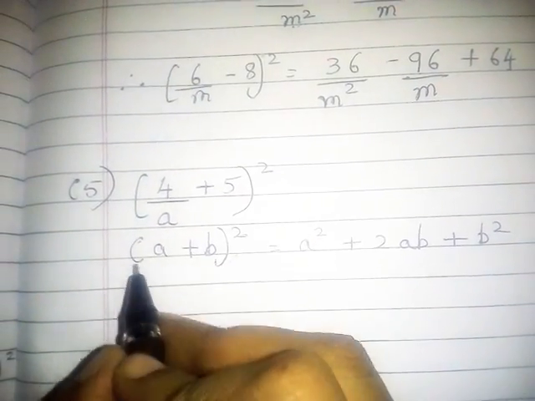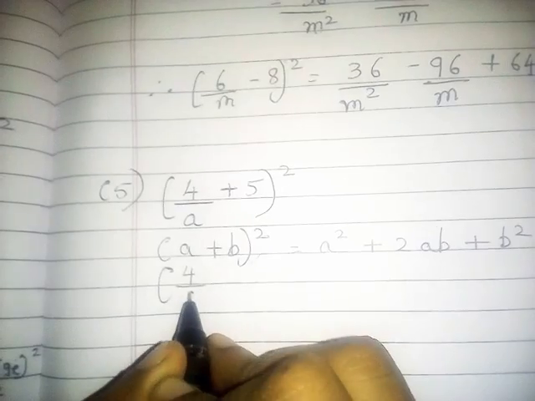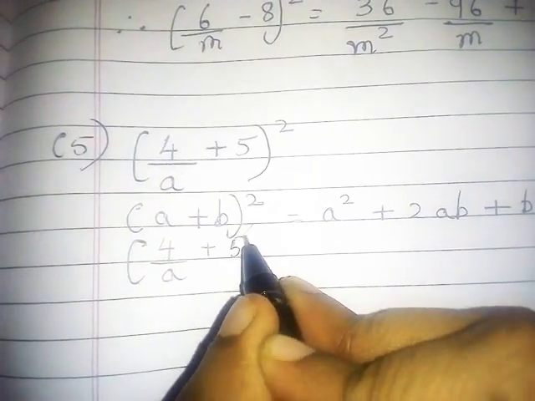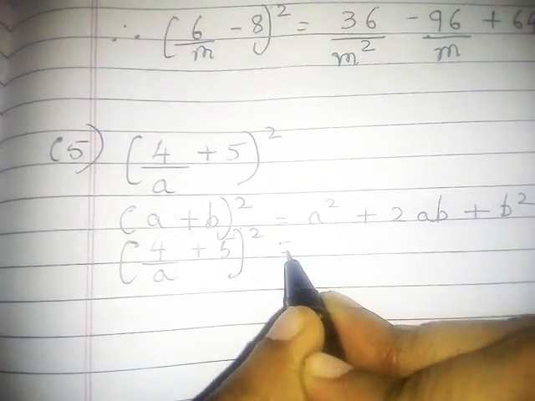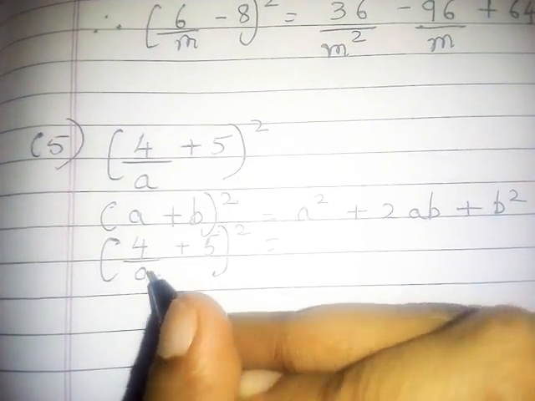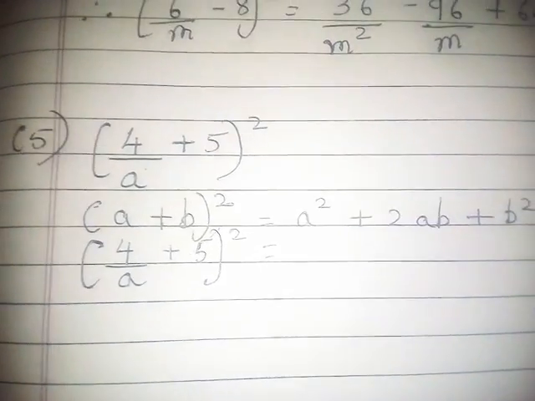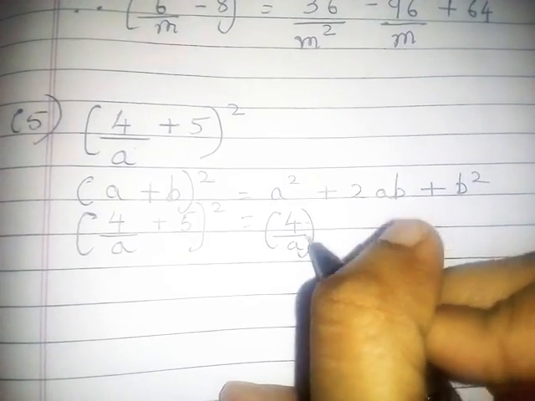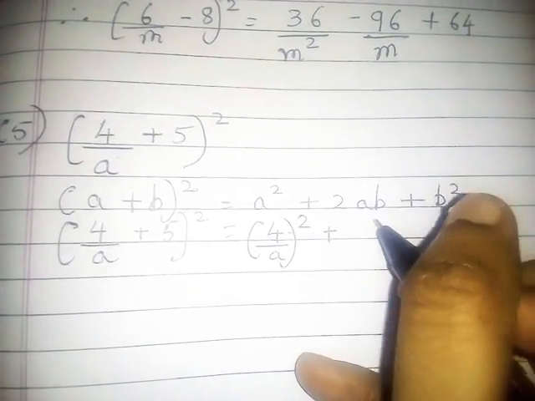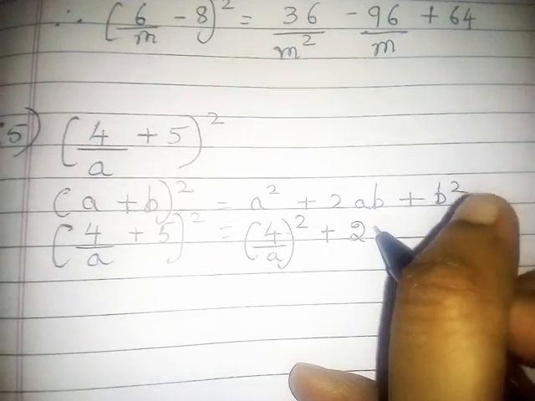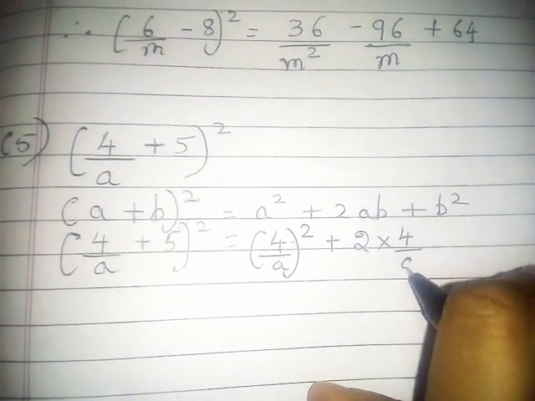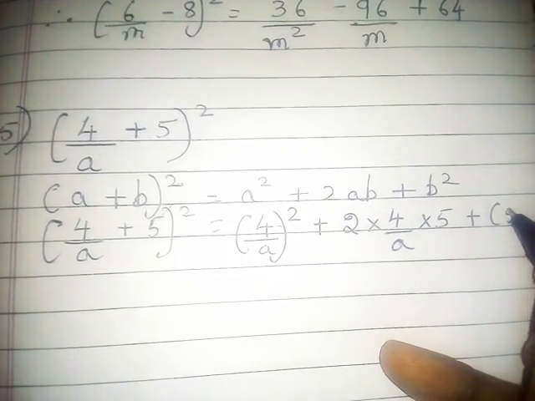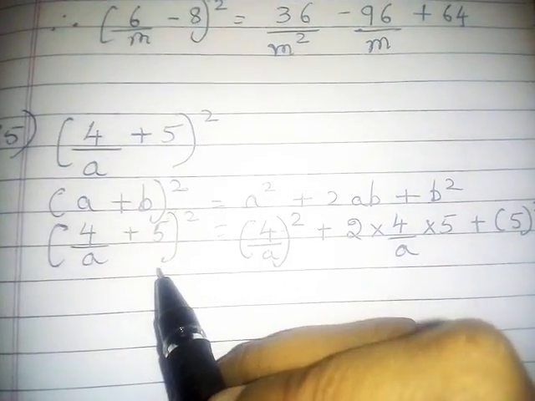Now question, what is there, write again. 4 upon a plus 5 the whole square is equal to 4 upon a is in a place, 5 is in b place. That is 4 upon a the whole square plus, write in multiplication form, 2 into 4 upon a into 5 plus 5 square. Okay.